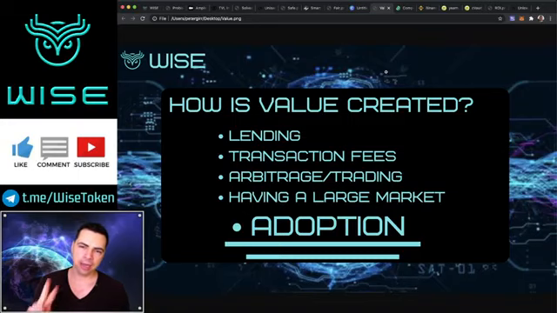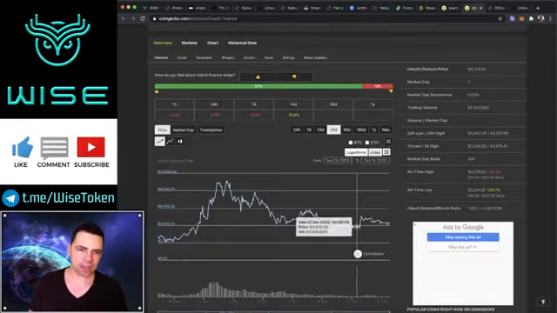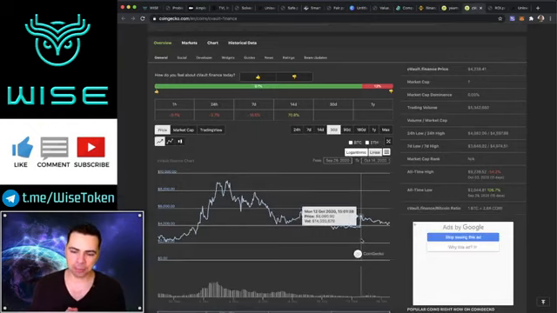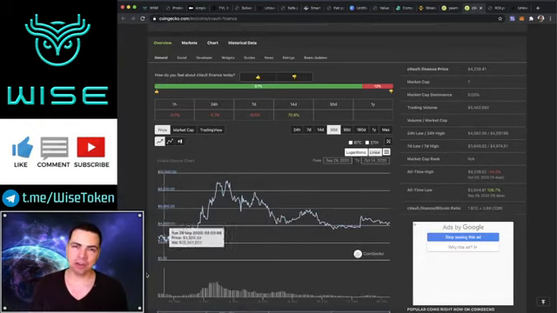Now there's two categories that Wise deals with, and one is having a large market, because remember, all the money is going onto Uniswap. We create an instant large market just like that on Uniswap that cannot be taken away, and that's really huge. And the other one is adoption, which is through our referral program, which we'll talk about in a minute. But let's talk about having a large market, because the idea of locking up a ton of money that can't be taken away is a very new concept.